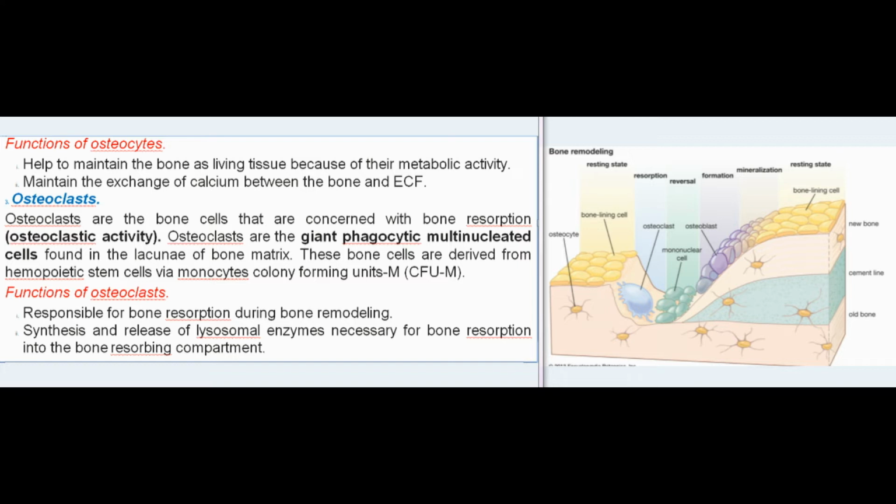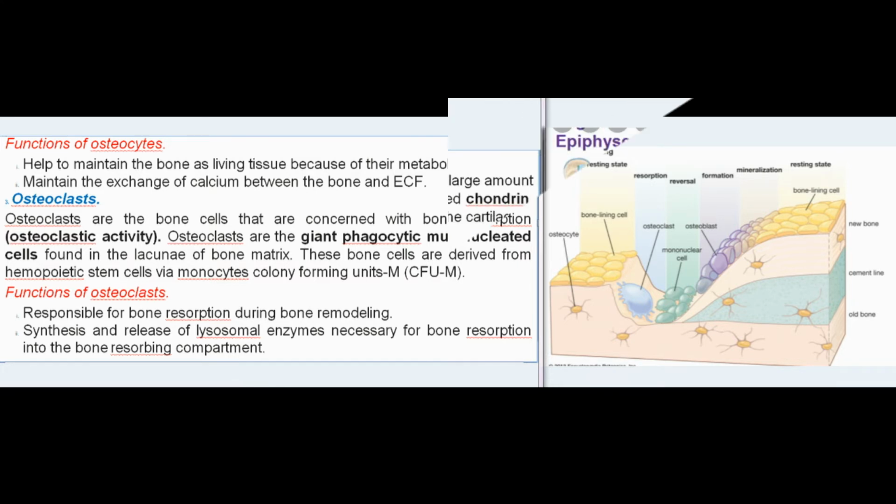Osteoclasts. Osteoclasts are the bone cells that are concerned with bone resorption, osteoclastic activity. Osteoclasts are the giant phagocytic multinucleated cells found in the lacunae of bone matrix. These bone cells are derived from hematopoietic stem cells via monocytes colony-forming units M, CFU-M. Functions of osteoclasts. Responsible for bone resorption during bone remodeling. Synthesis and release of lysosomal enzymes necessary for bone resorption into the bone resorbing compartment.